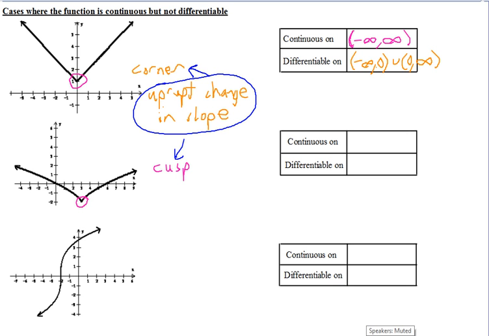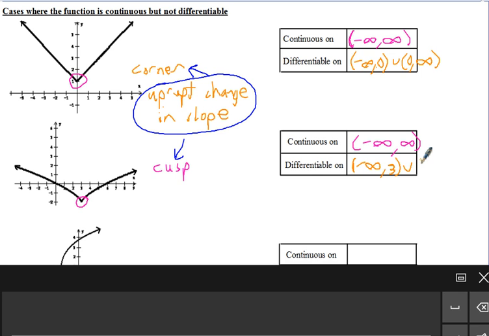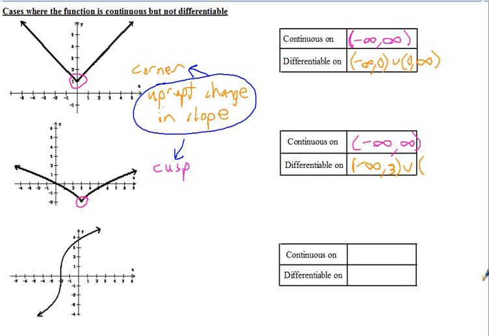So again, it would be continuous everywhere from negative infinity to infinity, but it's not differentiable this time at x equals 3. So it would be differentiable from negative infinity to 3, parentheses, in union with 3 to infinity.